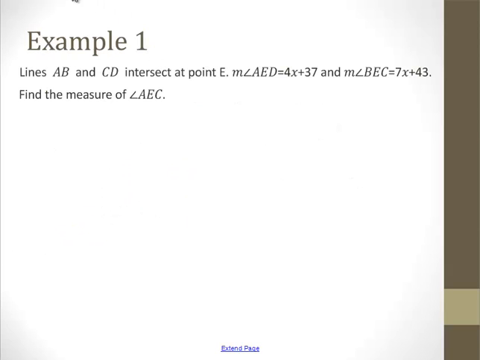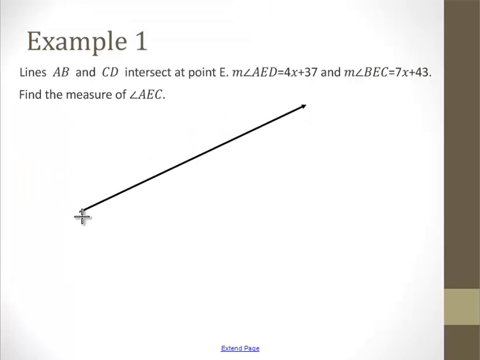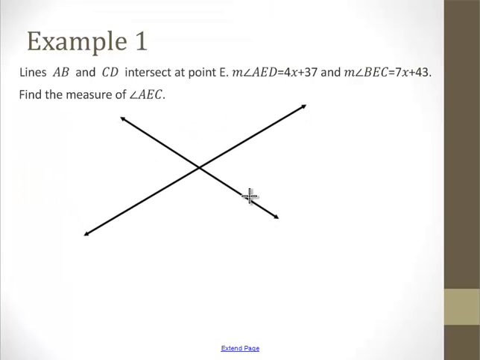So lines AB and CD intersect at point E. So let's go ahead and draw this. Let's get two arrows on here. We've got AB, CD. Let me give some points. Remember, when you're doing this, it's always important to draw a picture and label it so that you can see what you're doing. So we've got point E.